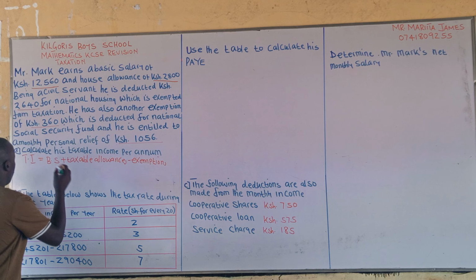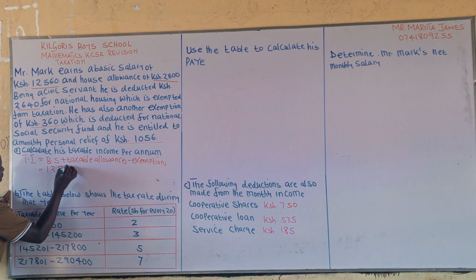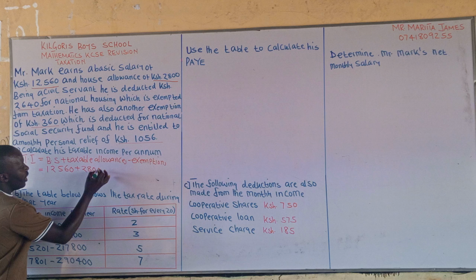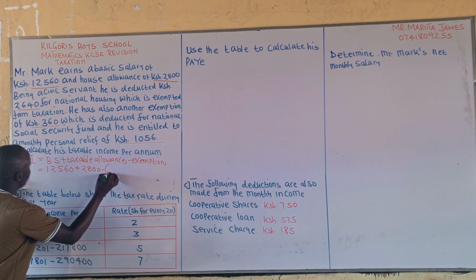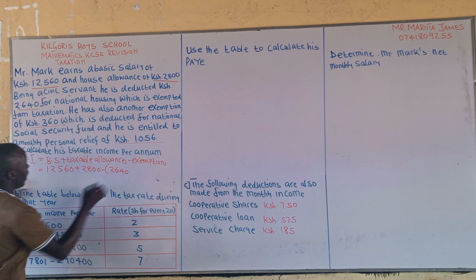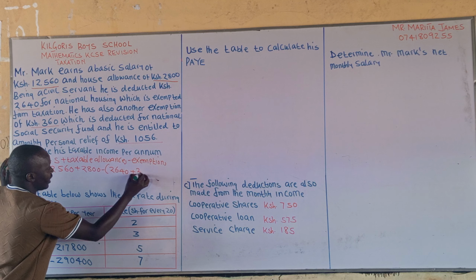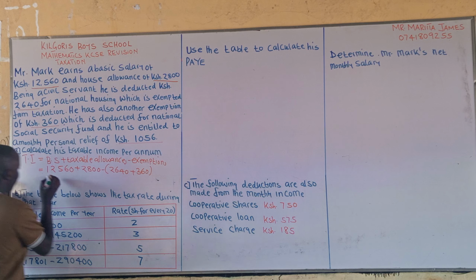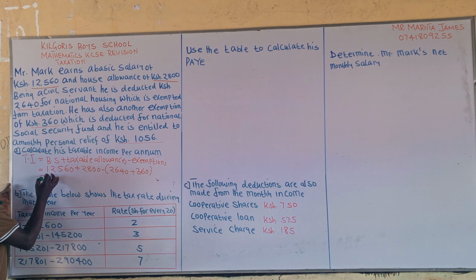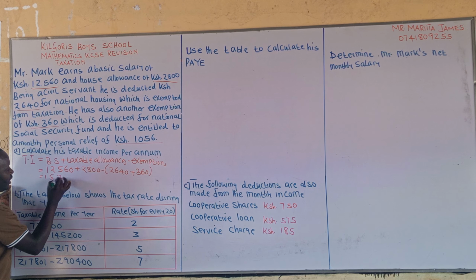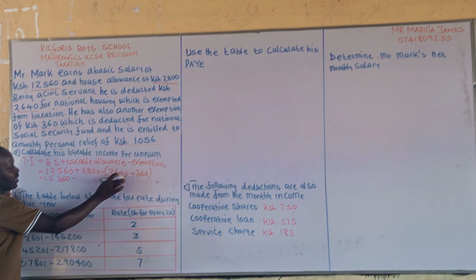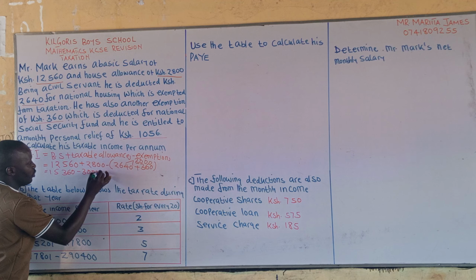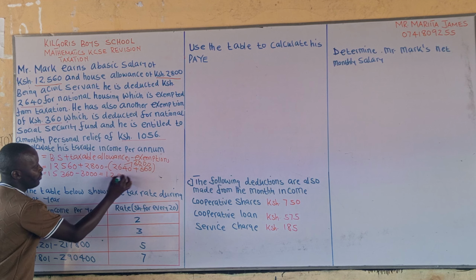So our basic salary is 12,560. We have only one house allowance, and that is 2,800. We have two exemptions here. The first exemption is 2,640 for housing, and then we have another one of 360 for the social security fund. Adding the salary and allowance gives us 15,360. Then 2,640 plus 360 gives us 3,000. So we subtract 3,000 from 15,360, and we have 12,360.